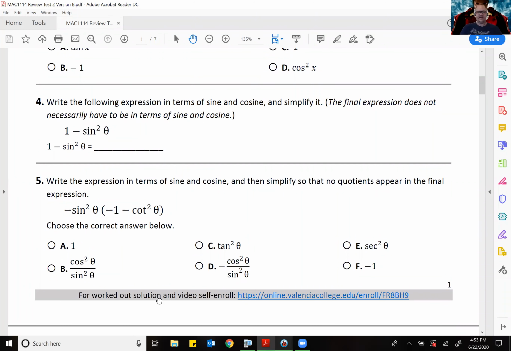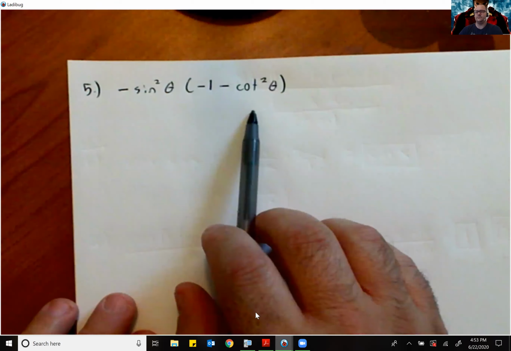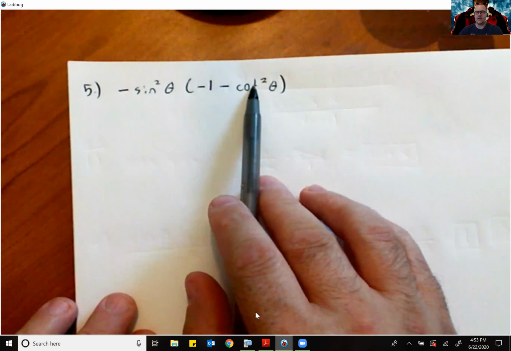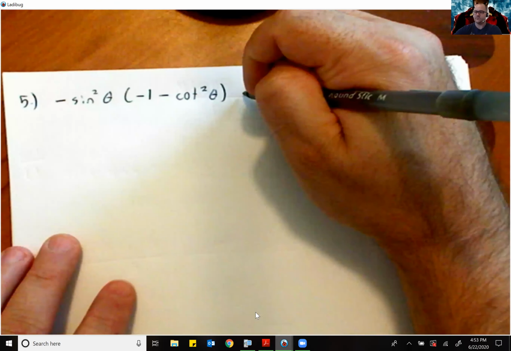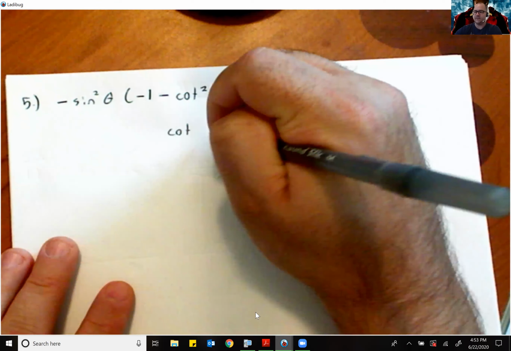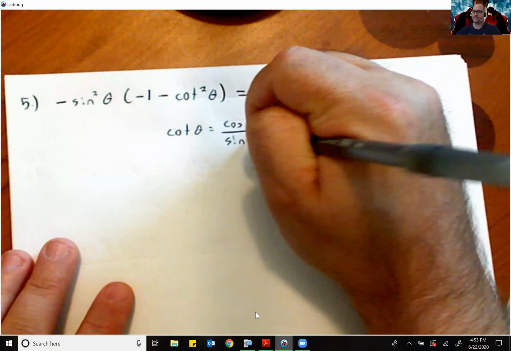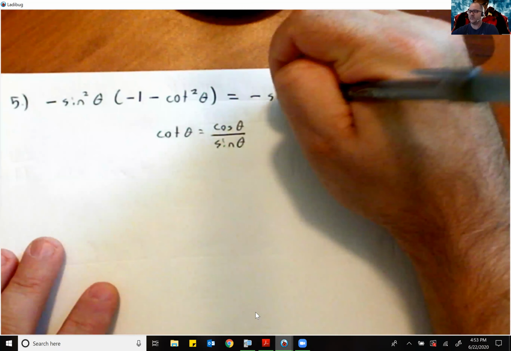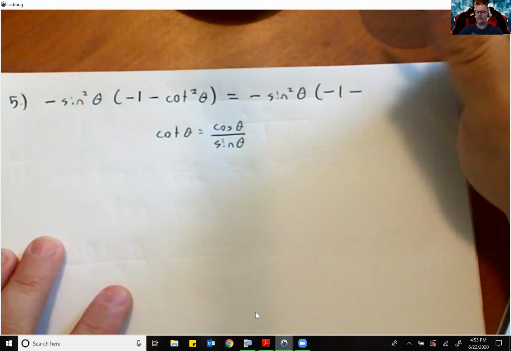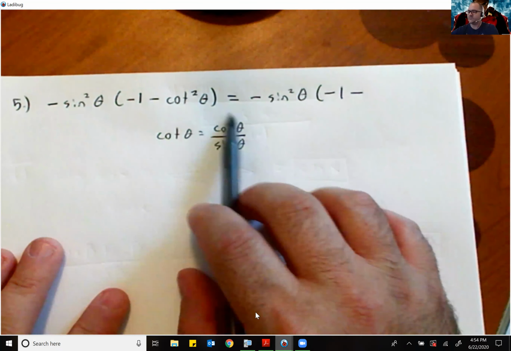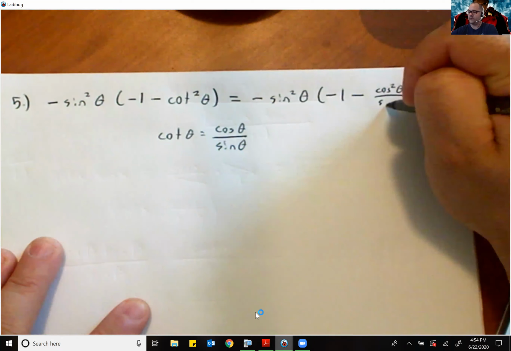So let's dive deeper into this problem. The first thing I would do is turn these into sines and cosines. Because I already got sine right here, why not change this into sines and cosines? We've already talked about what that looks like. You know that cotangent theta is equal to cosine theta over sine theta. So we're going to have negative sine squared theta, parenthesis, negative 1, minus, and because this is squared, that will also make these squared as well, so minus cosine squared theta all over sine squared theta.